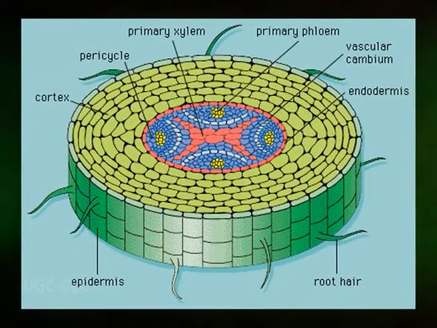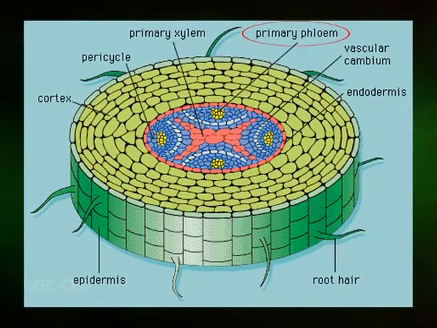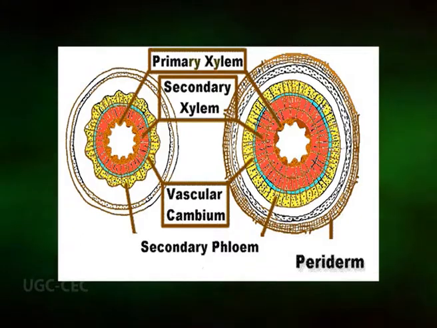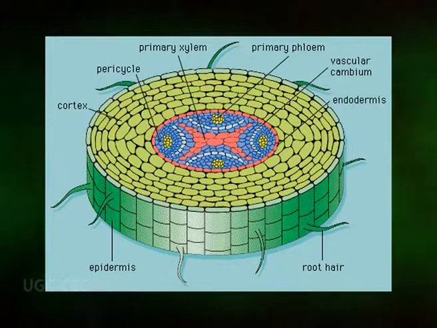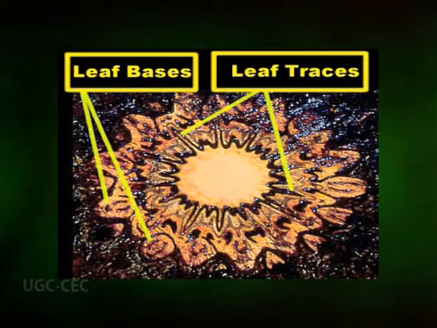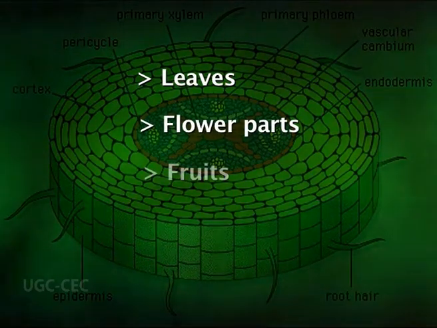The phloem differentiated from procambium is called primary phloem, and that differentiated from vascular cambium is called secondary phloem. Primary phloem differentiates from provascular tissue and with primary xylem is a major component of stem vascular bundles, leaf traces, and the vascular systems of leaves, flower parts, fruits and seeds.